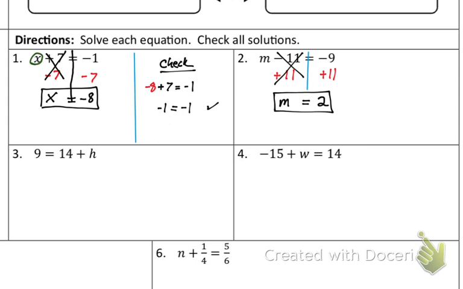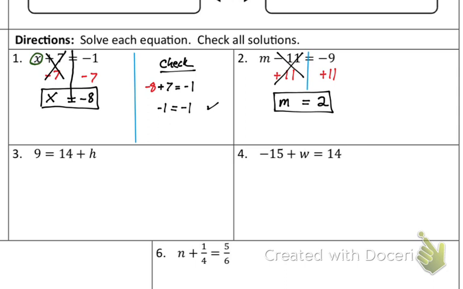Let's try the next two. Give 3 and 4 a shot. You have to locate the variable, what's being done with it, and it'll be either adding or subtracting, and do the opposite of what's there. So if you have a positive number, subtract. If you have a negative number, add.